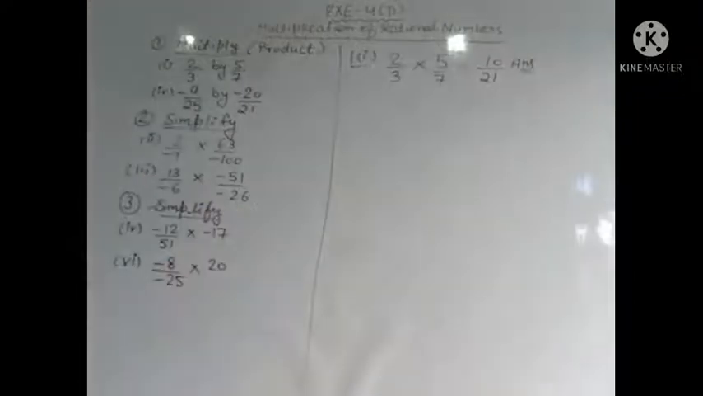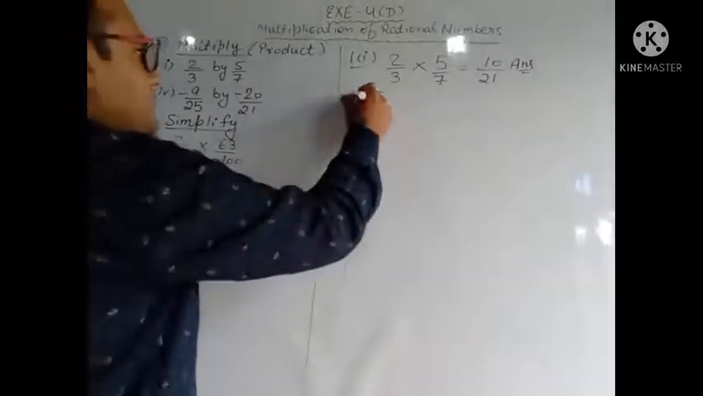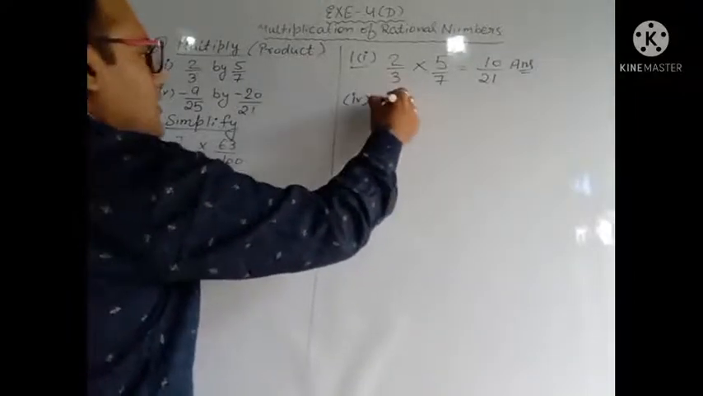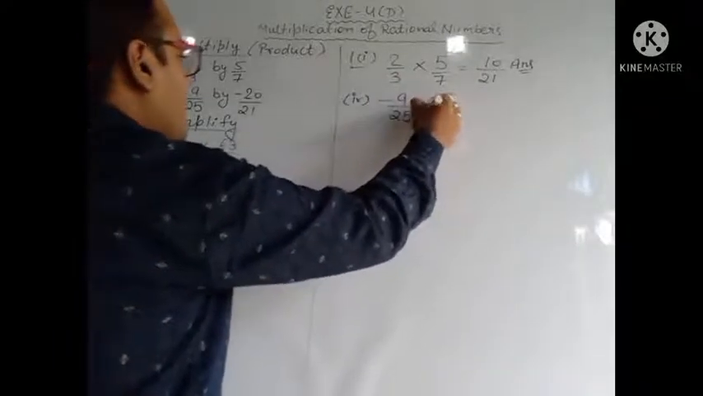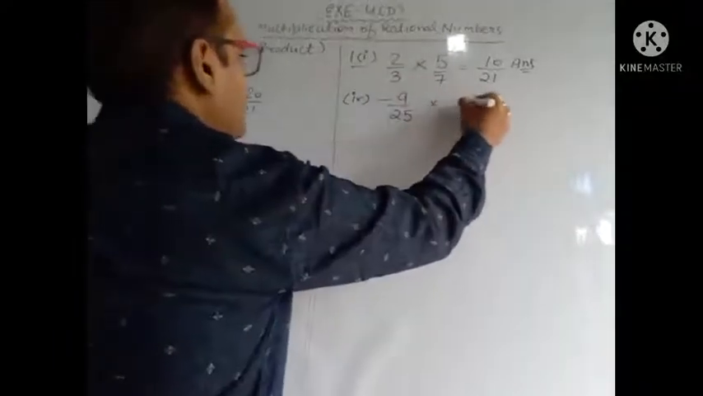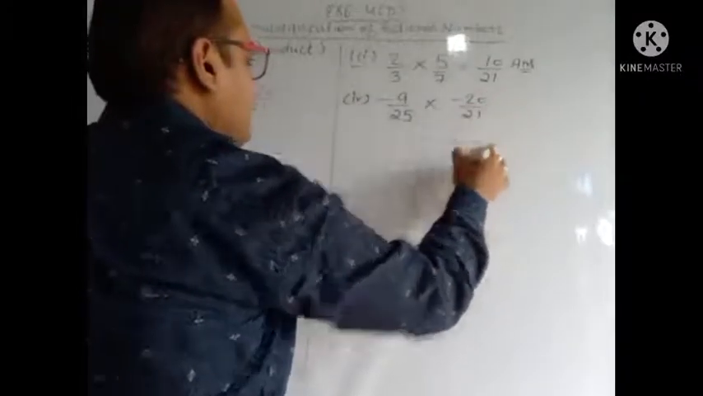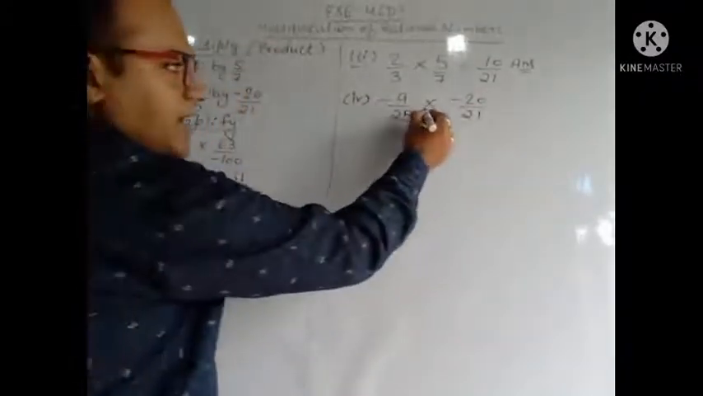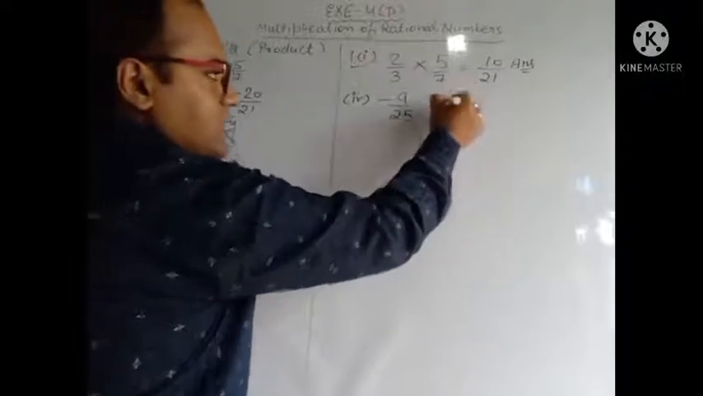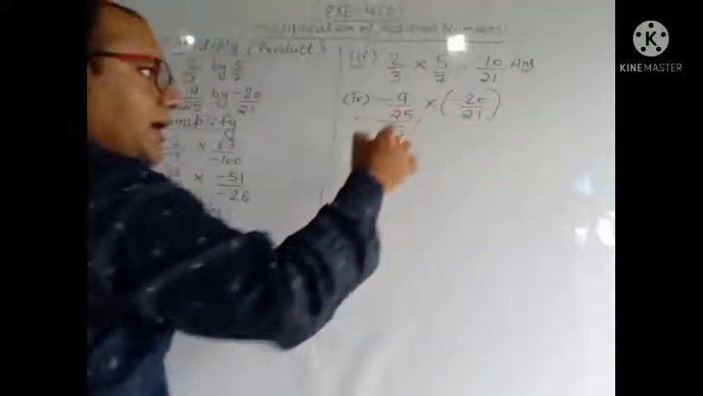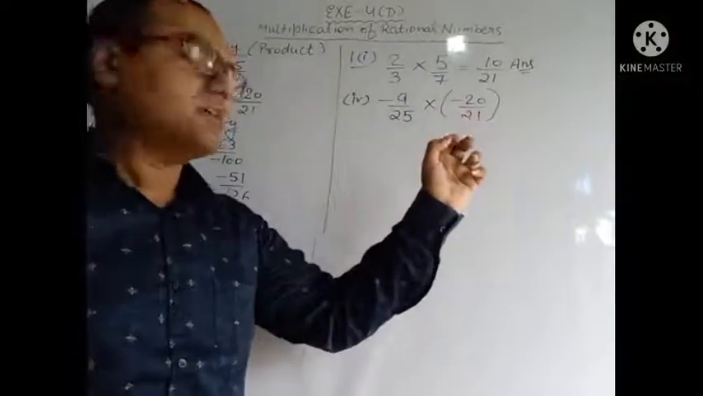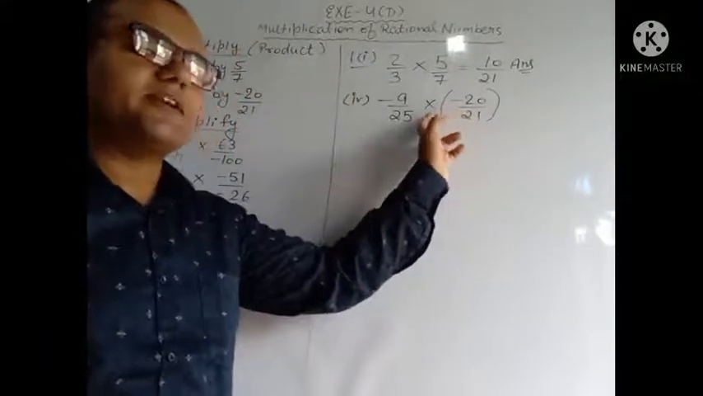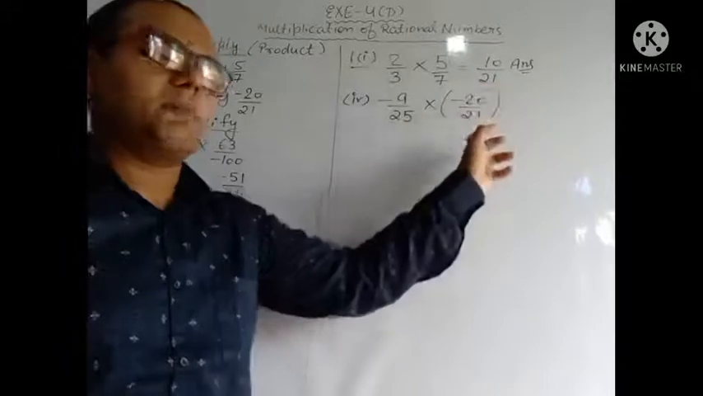Now see another part, part number 4. We have to multiply minus 9 upon 25 by minus 20 upon 21. Here, with the multiply sign, the minus sign is also coming. That's why we have to use a bracket here, because two mathematical signs are coming together. In order to separate these two signs, we have to use a bracket.